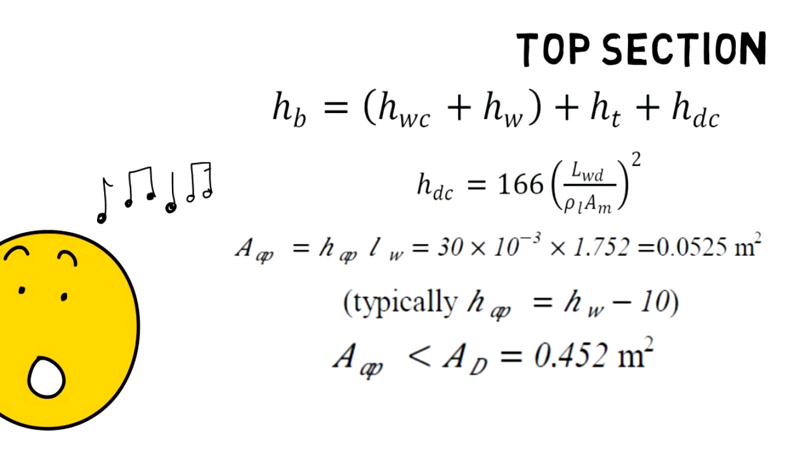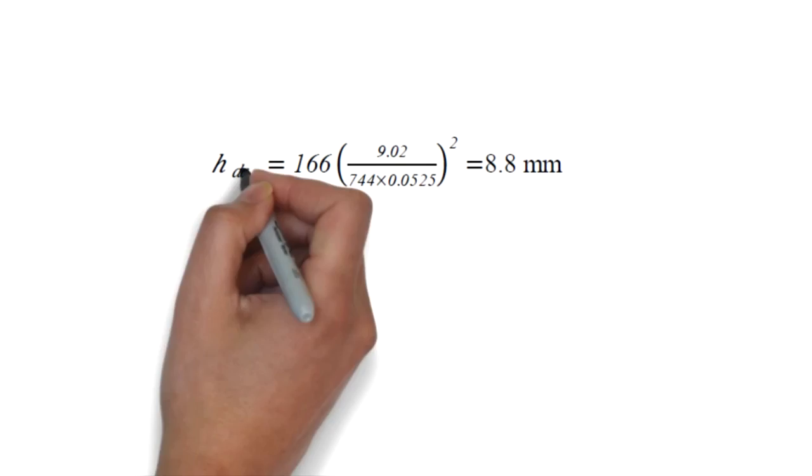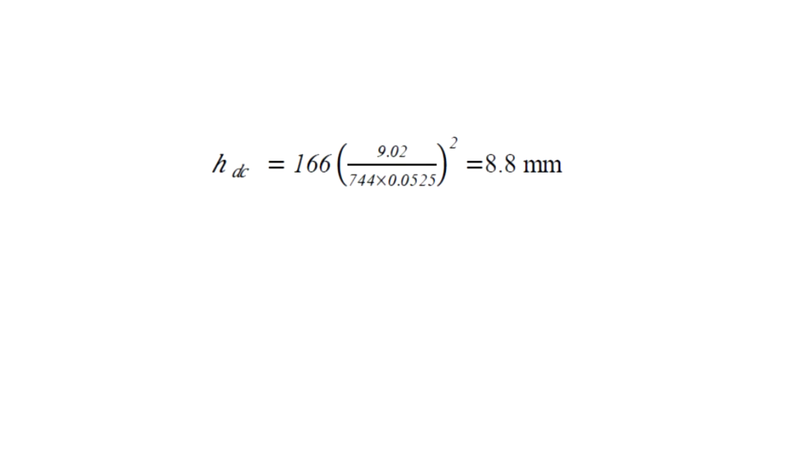AAP is smaller than AD, thus we use AAP. Now we substitute the obtained values to get HDC, which is equal to 8.8. Substituting, the resulting downcomer backup is equal to 198 millimeters.